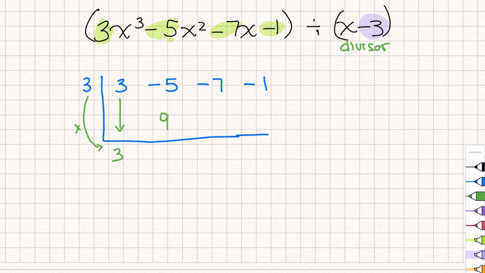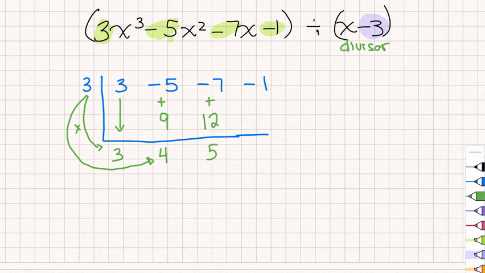And then the last step, we're going to add them together. So negative 5 plus 9 gives me 4. We're going to repeat the same process. So now we have a 4 at the bottom. We're going to multiply 3 by 4, which is 12. And then add negative 7 and 12. And we get 5. And then do this process one last time.